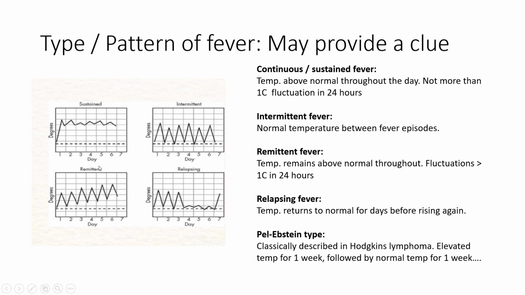The first one is what is called sustained fever or continuous fever. As you can see here, the temperature remains above normal throughout the day, and the fluctuation in the temperature which is happening is less than 1 degree Celsius in 24 hours. So this is what is called sustained fever. We also call it continuous fever.